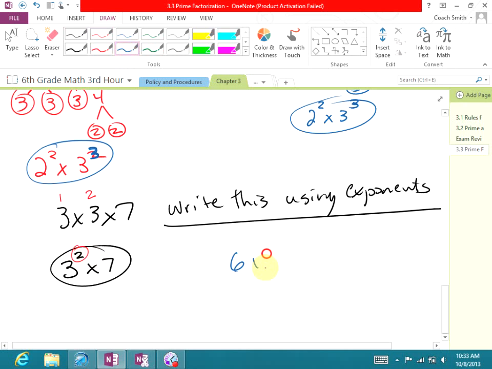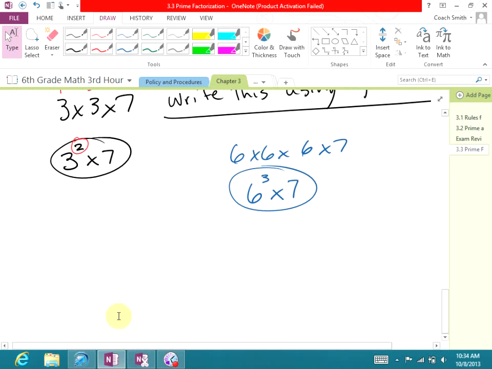Okay. What about this one? 6 times 6 times 6 times 7. We want to write that using exponents. Joshua? Yes. 6 to the third times 7. Okay. Now, let's look at this problem.